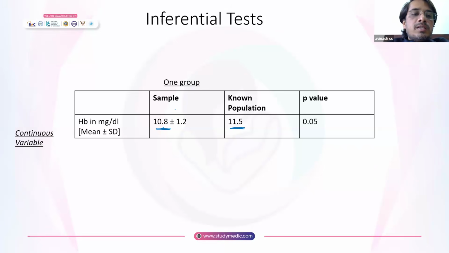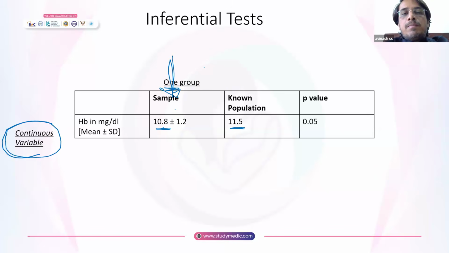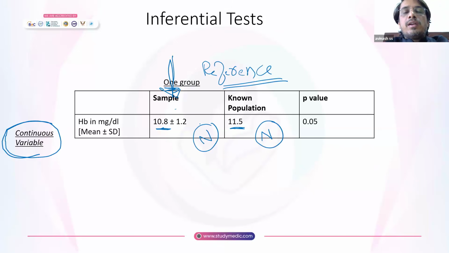So in this case, what is the hemoglobin status? Hemoglobin is a continuous variable. How many groups are there? Only one group. One group sample we are taking. We are comparing it with a reference value from the known population. In such a case, the data set is normally distributed.